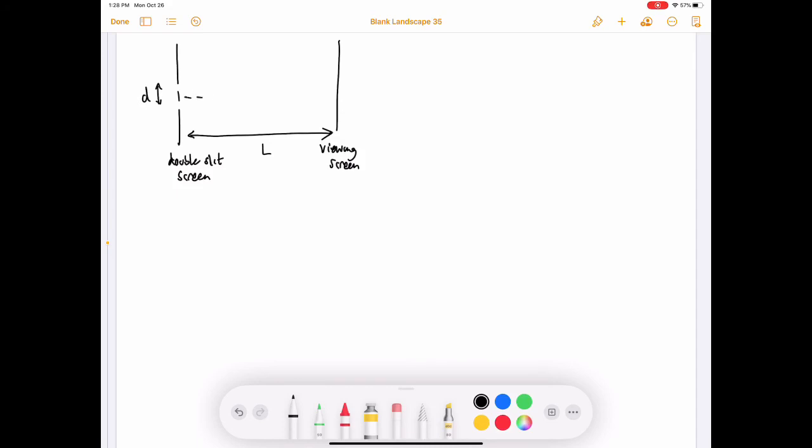Now, this is the center line. I'm going to show that with the dashed line. It goes right through the center of the slits. And we can locate a point on the viewing screen if we just draw a line from the center of the slits to a point on the viewing screen. And we can locate that point on the viewing screen either with an angle theta, shown here, or a distance y from the center line, shown here. Okay?